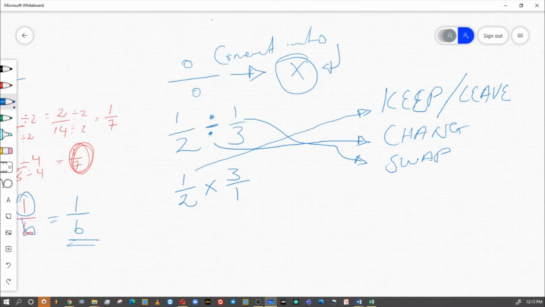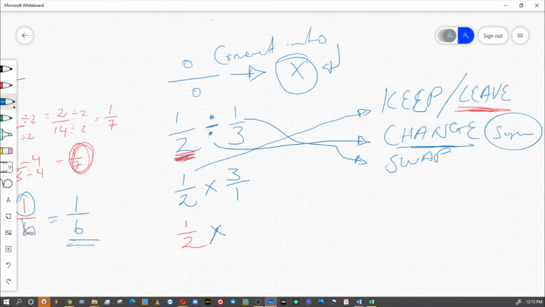Okay, so let me do that again. First, let me choose a beautiful different color. With the half, you leave the half, and then the second one is you change the sign. The sign is changed from division to multiplication. And then the last part is you swap the last number.